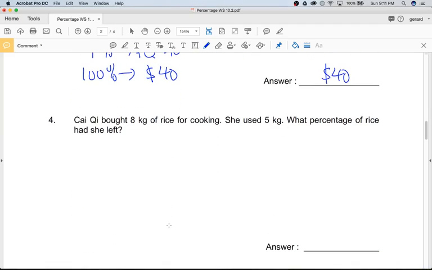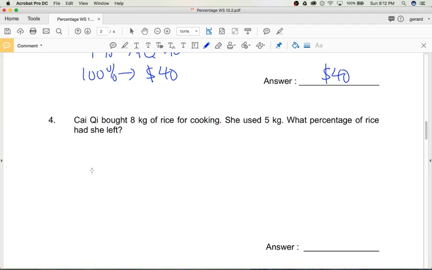Zhao Ji bought 8 kg of rice for cooking. She used 5 kg. What percentage of rice had she left? Now for this we can actually use ratio if you want to, or we can just use a normal unit method. So we know that Zhao Ji bought 8 kg of rice for cooking, then she used 5 kg. So we know that the total is actually 8 kg.